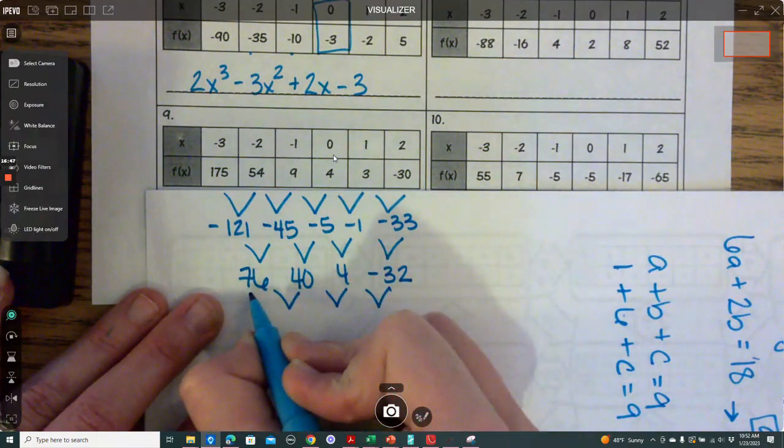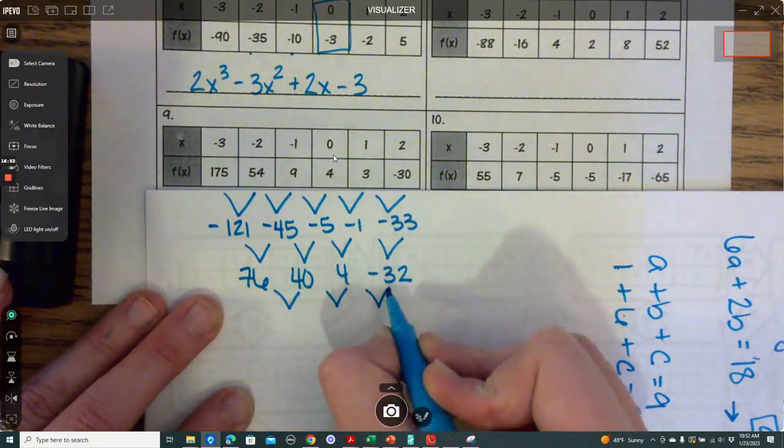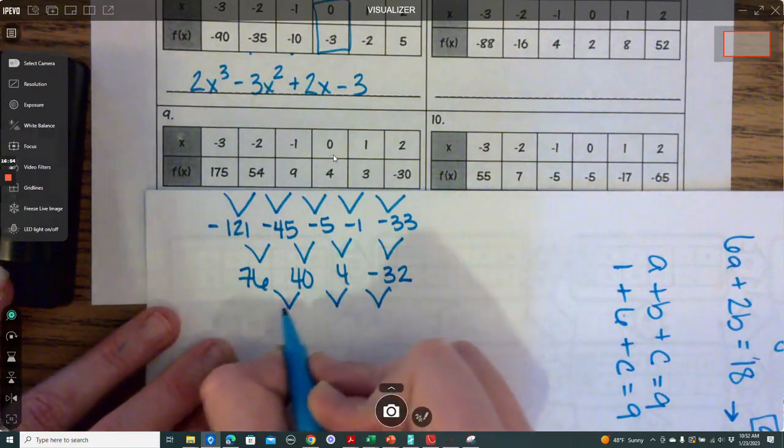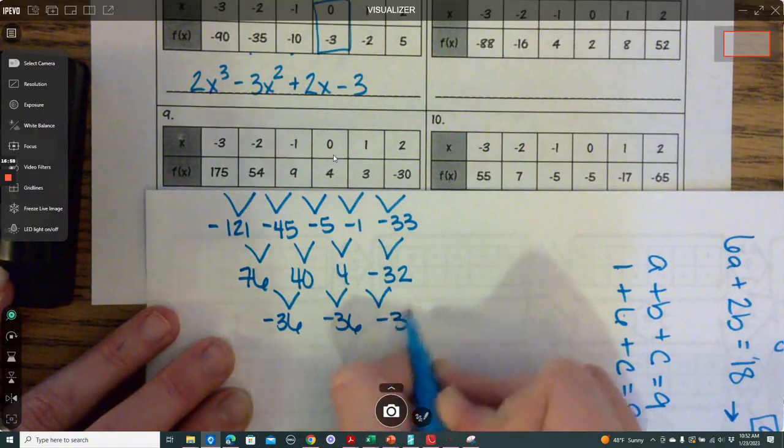Gavin, 40 minus 76. Braden, 4 minus 40. Sadie, negative 32 minus 4. I got negative 30. Mine's negative 36. That's what it should be.